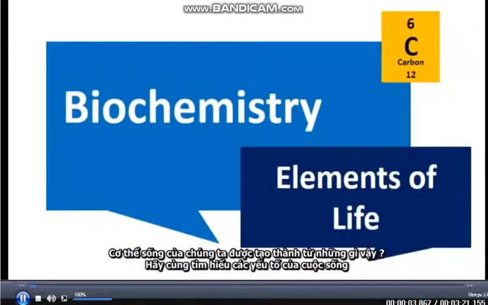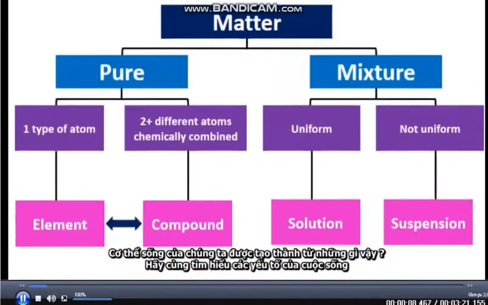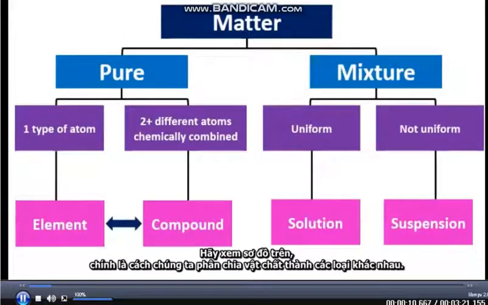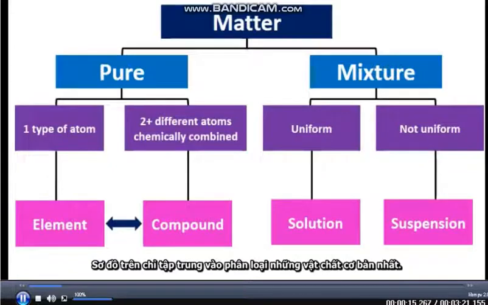Hey, so what are we made of? Let's find out with the elements of life. I showed you this diagram in the last lesson. That is how we divide matter up into different categories.